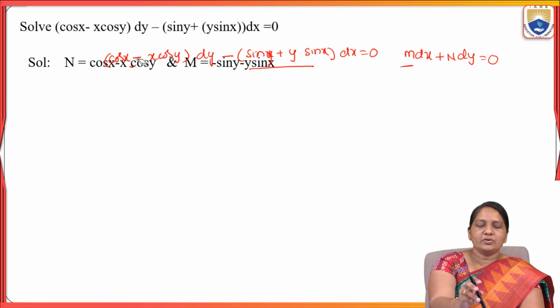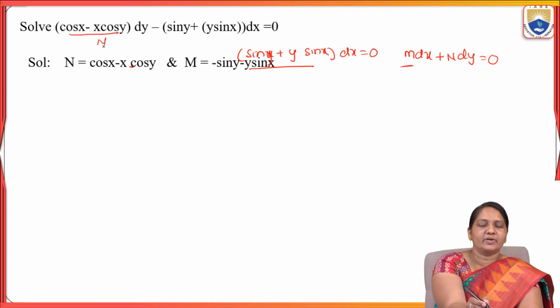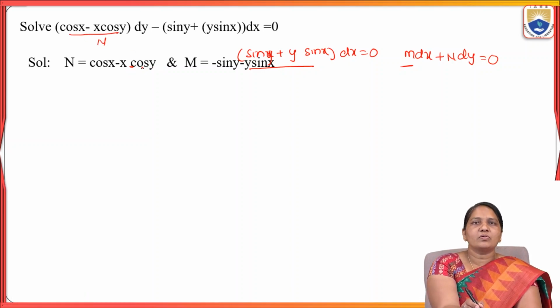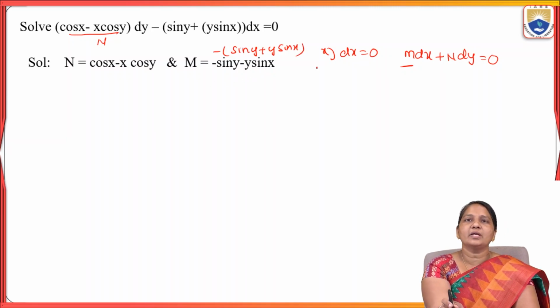So what is the n value here? N value is cos x minus x cos y. This is the n dy, right? So n value is cos x minus x cos y. And what is the m value? M value is minus of sin y plus y sin x, nothing but minus sin y minus y sin x.